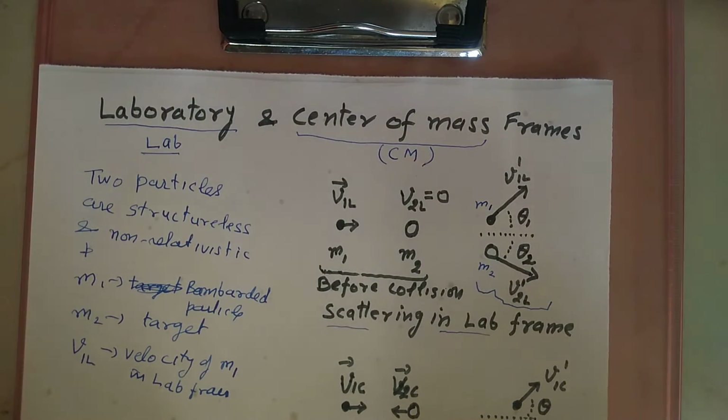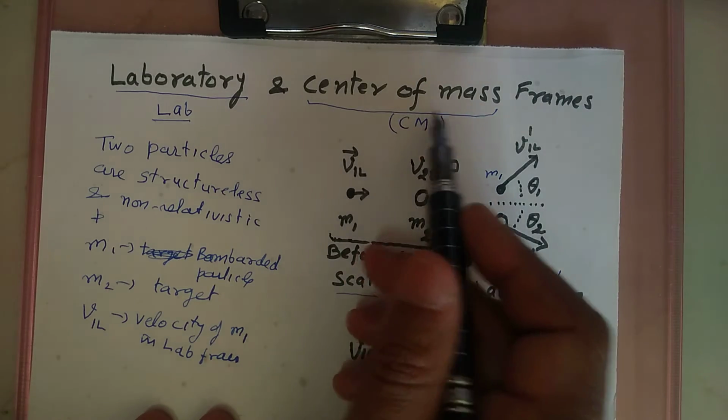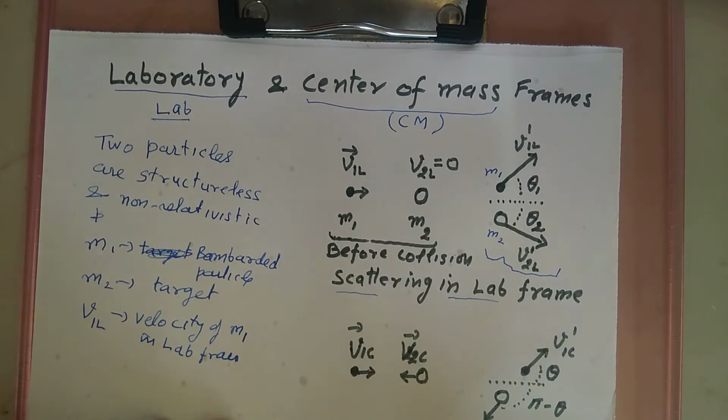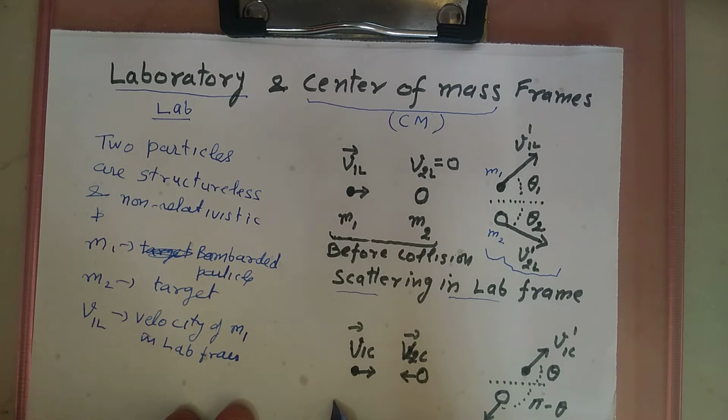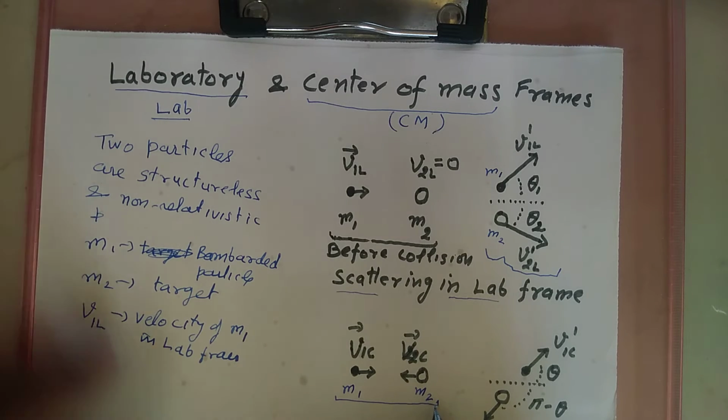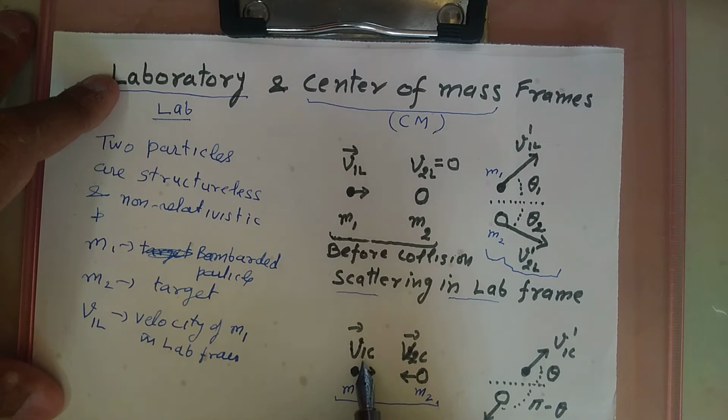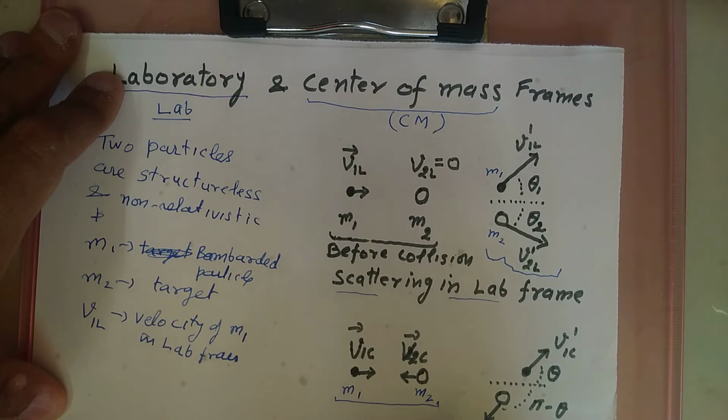Similarly we have another frame, that is the center of mass frame, and we will call it a CM frame. Okay, so in this CM frame, this is the representation before the collision, and here this is particle M1 similarly, and this is particle M2. And another thing is that here M1 particle is moving with velocity v1c, and the velocity of the M2 particle is v2c, and they are in the opposite direction here. And this is before collision.